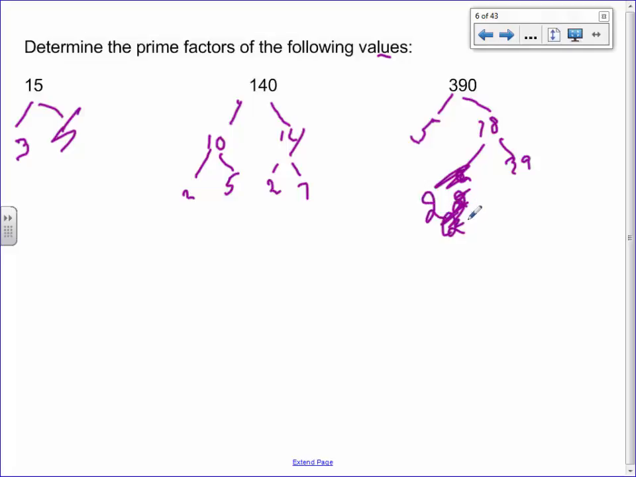Keep going. Oh, God. I said we were having fun today. 2 and 39, okay? 39? Okay, oh, sorry, 3, yeah. 3 and what? Okay, is there anything else I can do? No. Okay. So those are my prime factors.